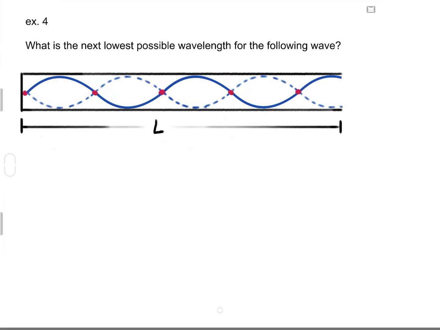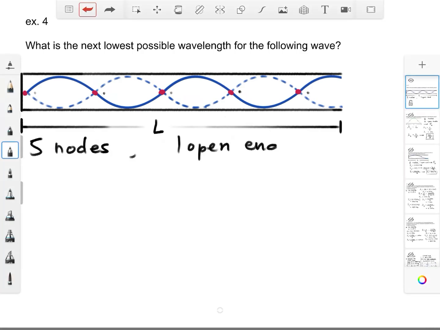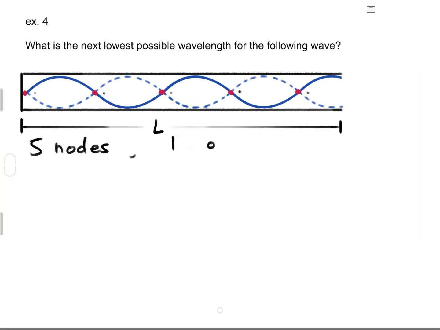Okay, we see we have 1, 2. Let me do it so you can see it. 1, 2, 3, 4, 5 nodes. 5 nodes. One open end.